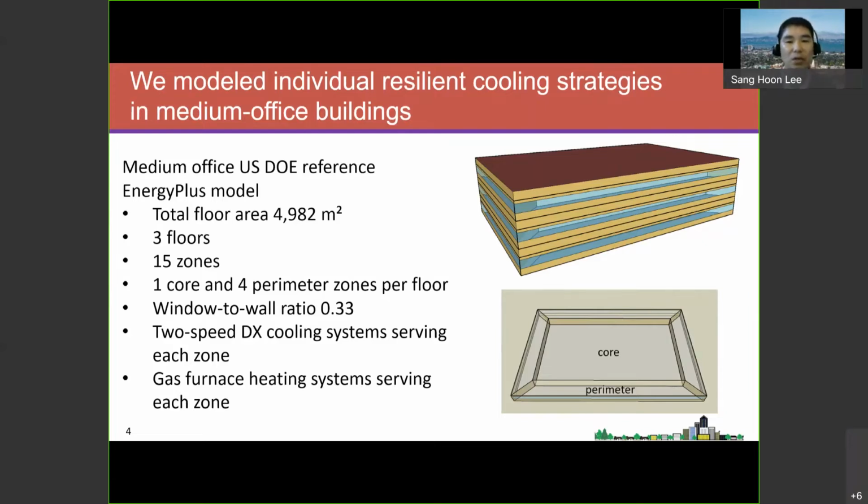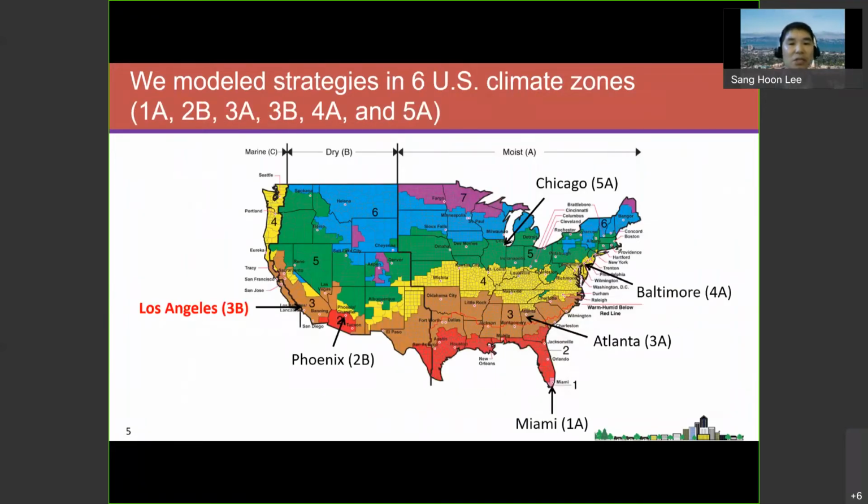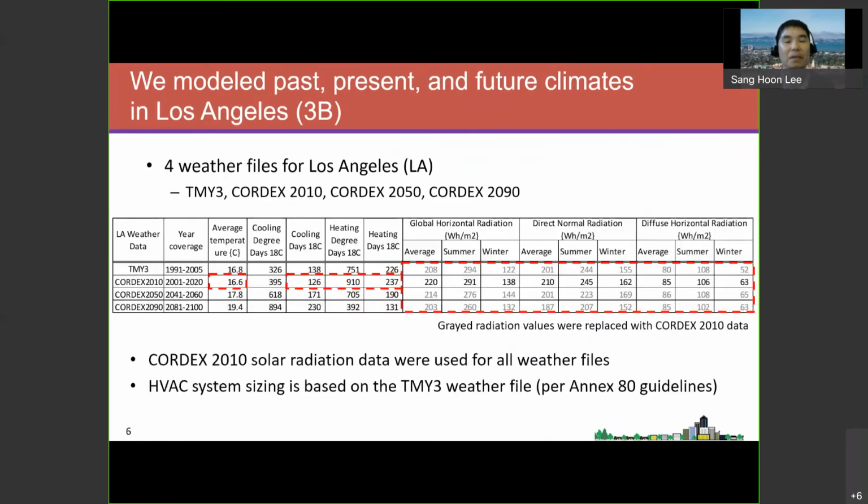So we modeled 3 vintages: pre-1980, post-1980, and current vintage. Envelope properties, HVAC system, internal heat gains, and infiltration were updated to represent these 3 vintages. This slide shows the US map with climate zones. For the Annex 80 work, we selected 6 locations. But for the presentation today, we focus on the simulation results for Los Angeles with 4 weather data.